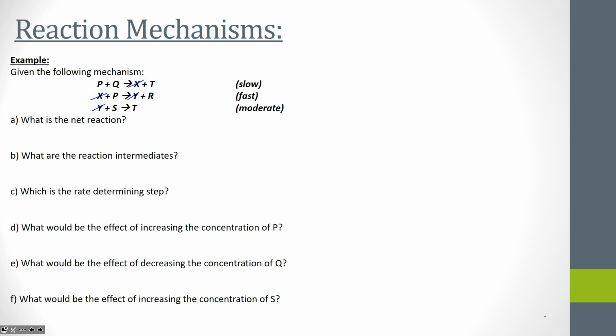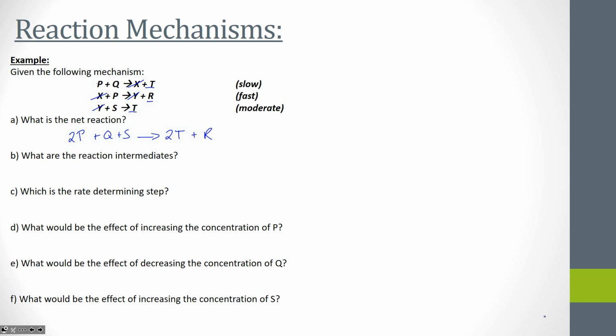What I'm left with, if I sum this all up, is P, P, Q, S. Instead of writing P plus P plus Q plus S, if I have P and P, I can just simplify that down to 2 P's. Then on the other side, I have T and R. Let's simplify this reaction as much as we can, so you get 2 T's and R. So there's our net reaction.